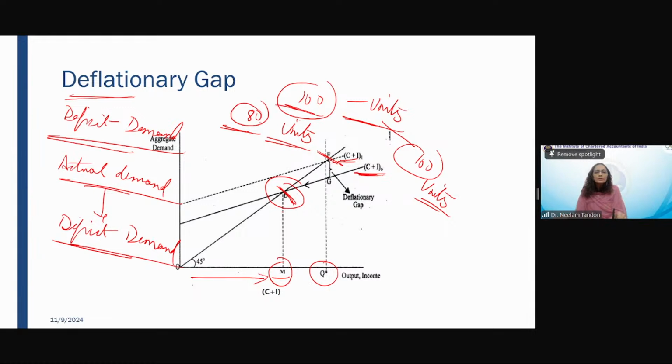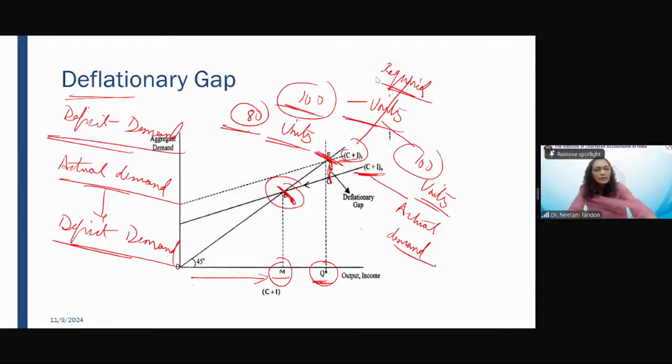So, but it should be where? Ideally, it should be at OQ dash, OQ strip. Because at this point, aggregate demand will be equal to aggregate supply. But abhi, since aggregate demand is less, how much aggregate demand is less? By FG. This is the actual demand in the market. And this is the required demand. Okay, make it again.